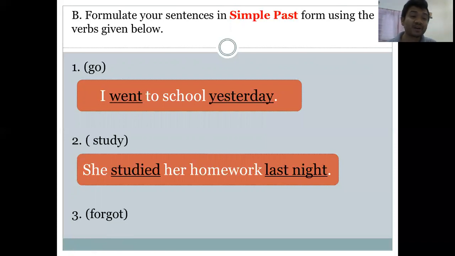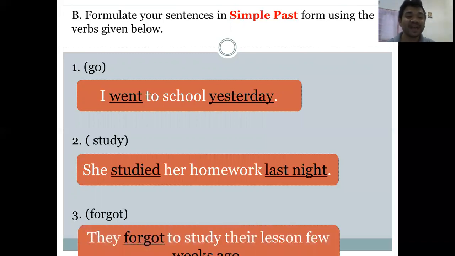Forgot. So here, I already gave you the simple past, forgot, so you don't have to change this. How can you make your sentence? 5 seconds. All right, fantastic. You'll say, they forgot to study their lesson a few weeks ago. Okay, they forgot to study their lesson a few weeks ago. Forgot, I already gave here, and you don't have to change that.